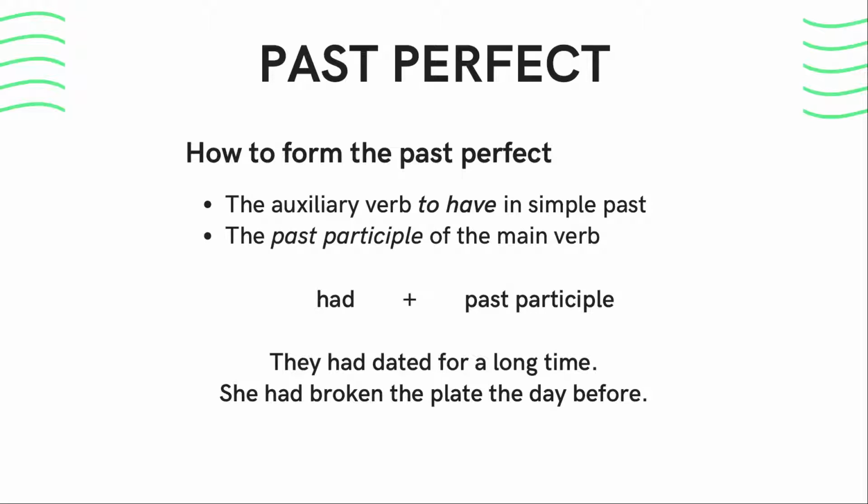Now we move on to the past perfect. And how to form the past perfect? Well, you need the auxiliary verb to have in simple past and the past participle of the main verb. So the past perfect will always be had and the past participle, which can be regular or irregular, like I mentioned before. So here we have 2 examples. They had dated for a long time and she had broken the plate the day before.